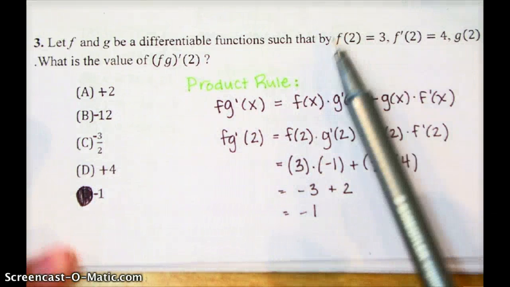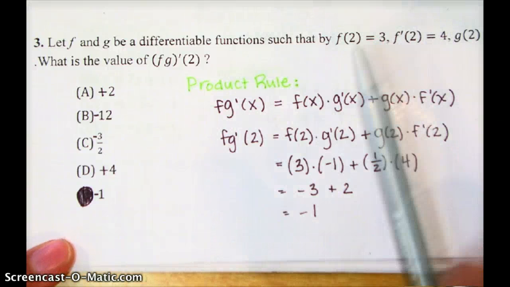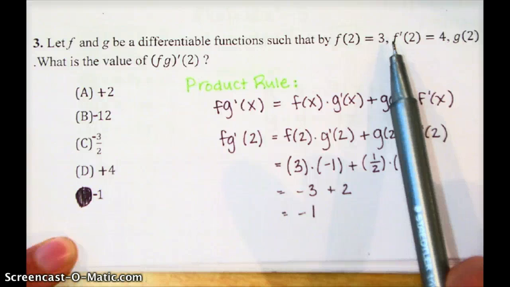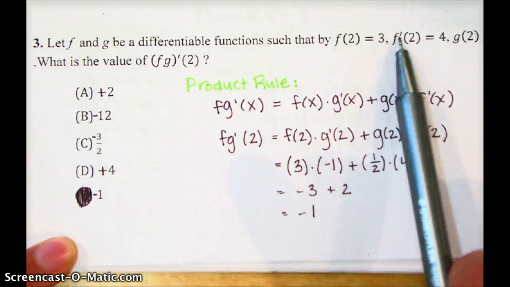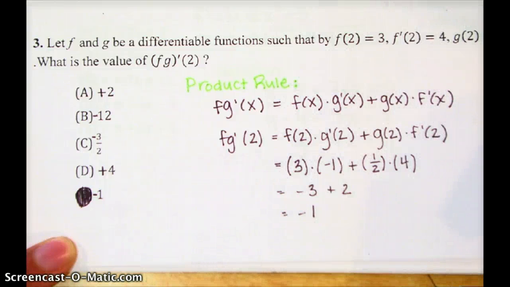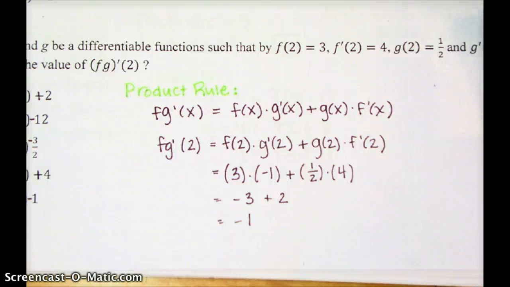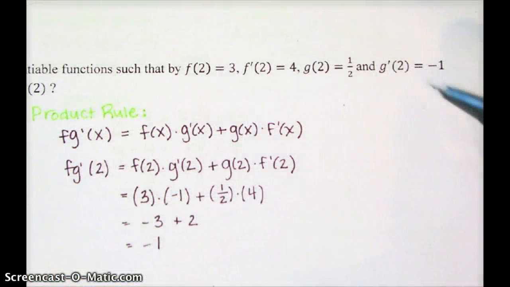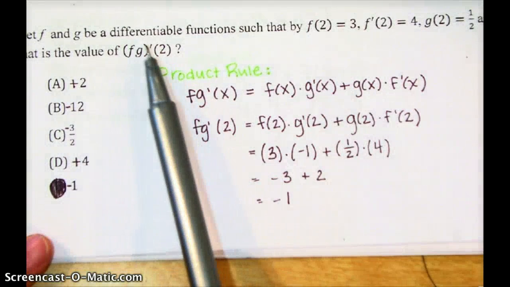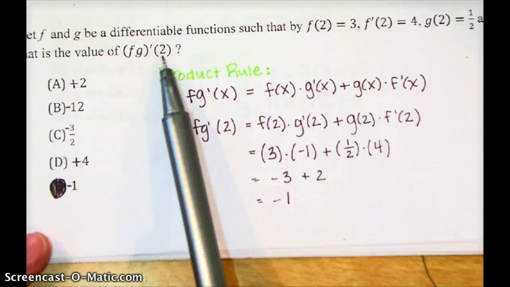They're telling us that f of 2 is 3. In other words, when I plug in 2, I get a y value of 3. Then they tell me that the derivative of f prime, the derivative of f at 2 is 4. And if I plug 2 into g, I get a y value of 1/2, whereas the derivative of g at x equals 2 is negative 1. And then they ask me for the derivative of the product at 2.